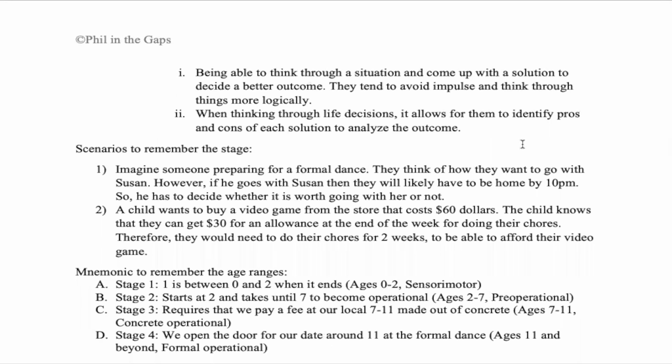So they tend to avoid impulse and think things through more logically. That doesn't mean it's a 100% shot because it's impossible for people to avoid impulsive decisions 100% of their days, but it's way different than a child getting on top of the dresser and flying off like Superman or being like, you know what, I can only think about things that are in front of me. They're starting to plan towards the future. So when you think about it, they are going to come up with different hypothetical decisions and think through their life decisions, which allows them to identify the pros and cons of each solution to analyze the outcome. And this is a lot of pressure for individuals.